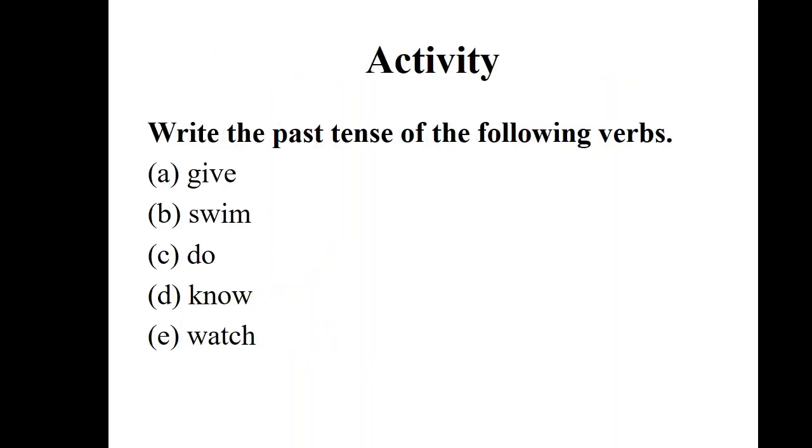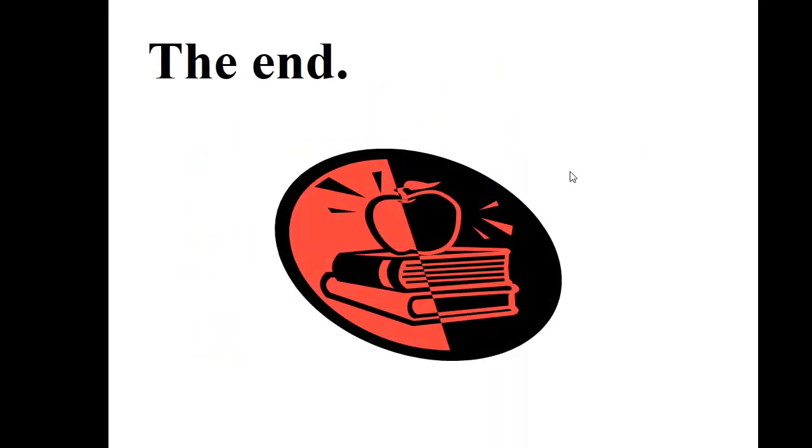For your activity, you must write the past tense of the following verbs. A, we have give. B, swim. C, do. D, know. And the last one is watch. You must write the past tense of those verbs. And we have come to the end of today's lesson. Answers to the activity in this lesson are going to be provided in our next lesson.